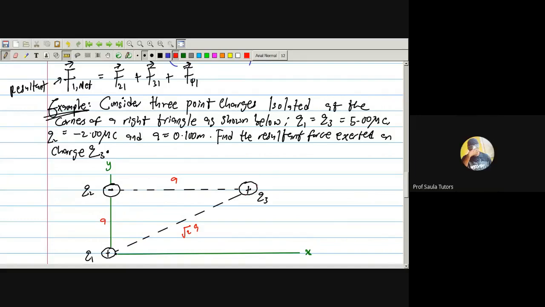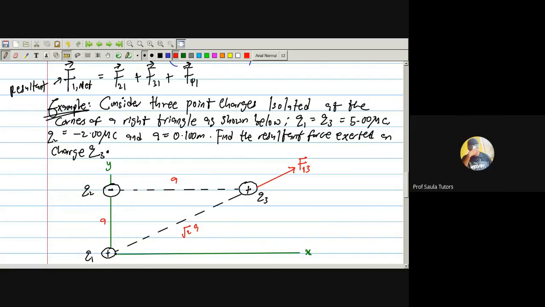Exactly. So the force of Q1 on Q3 will be this kind of repulsive force, directed this way. The direction will be like this. So I will write F13. Are we together? Now, the next question. Since we are looking for the resultant force on Q3, what will be the effect of charge 2 on Q3? Attraction or repulsion?